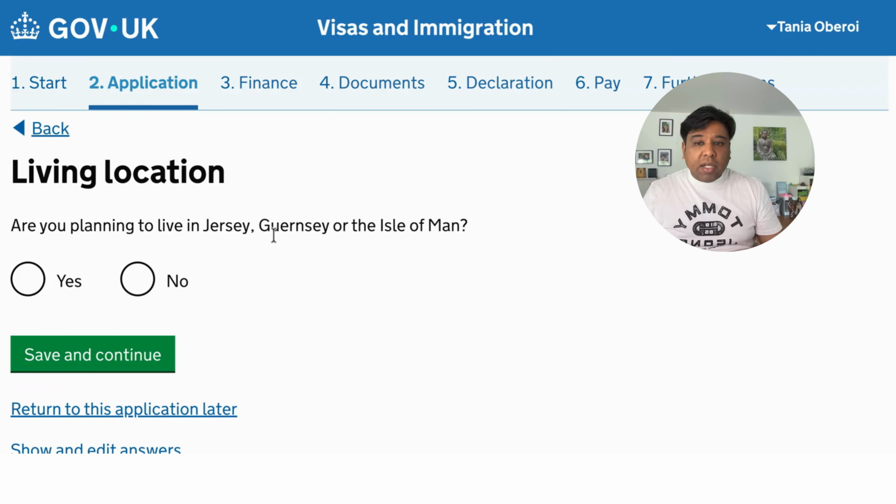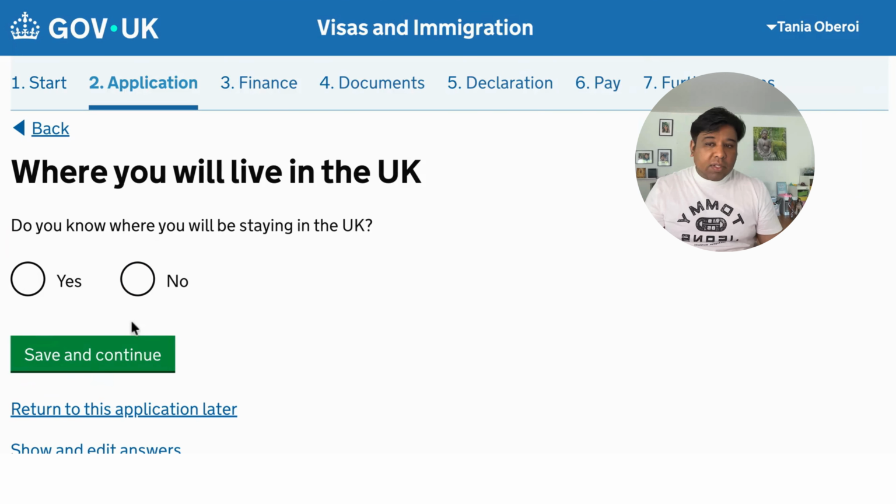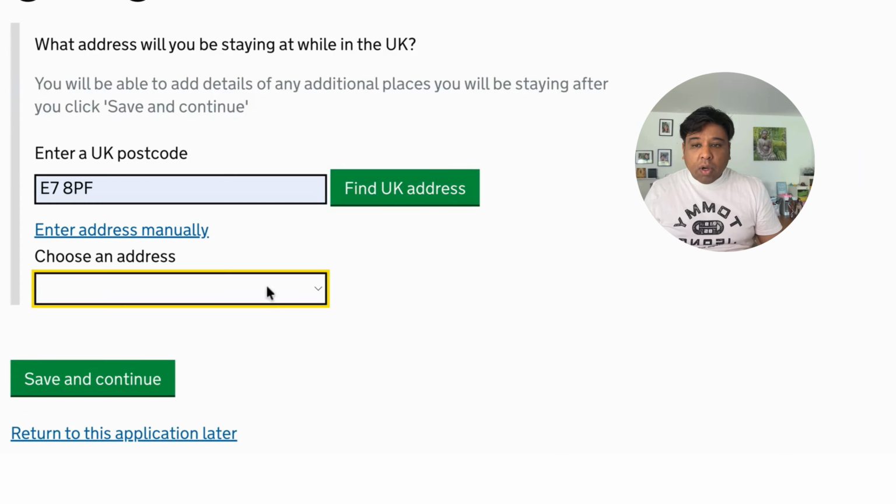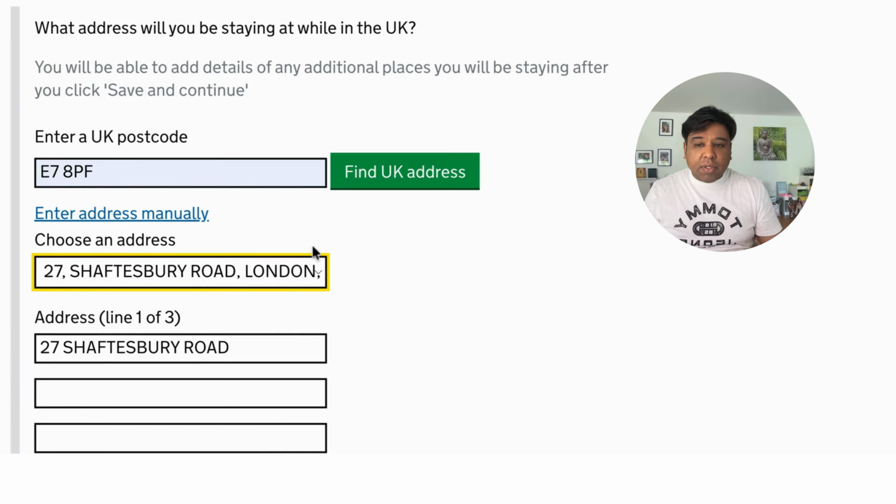Now, are you planning to live in Jersey, Guernsey, or the Isle of Man? Say no. If you are, say yes, but usually the answer is no. Do you know where you will be staying in the UK? This is usually the address. Always write the postcode, so ask your husband or your wife. I put this postcode, click here, and you will have a drop-down menu of the address. I'm going to say the person is living at 27 Shaftesbury Road.